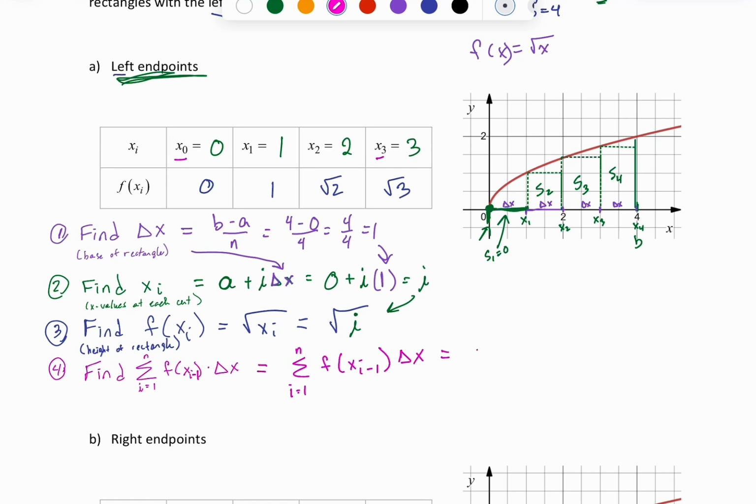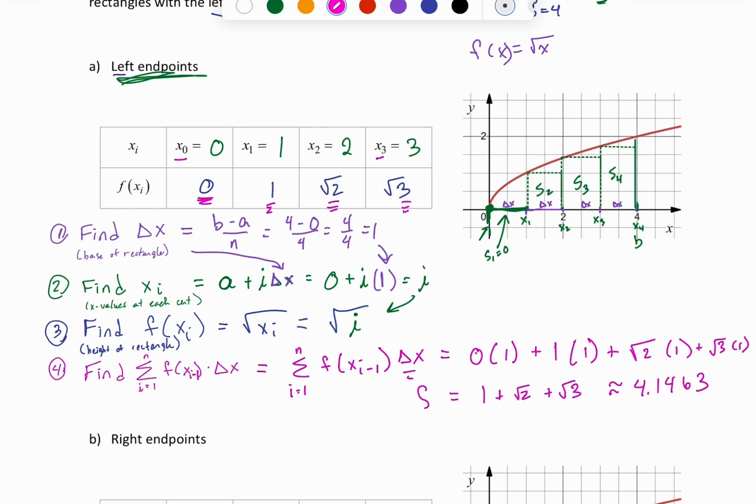So that's the base of each rectangle times the height. So the left-hand side of the first rectangle is 0. And then the base is always 1, because that's our delta x. And then add the next one. The base for the second one is 1, and the height is 1. The height for the third rectangle is radical 2, and then our base. And then our fourth rectangle is radical 3, and the base. When I add those together, I get 0 plus 1 plus radical 2 plus radical 3. If I put that into a calculator, I get approximately this.